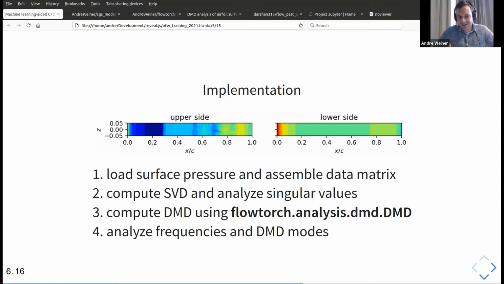The next step is to compute the singular value decomposition and look at the singular values. This tells us where we have to truncate when computing the linear operator. FlowTorch comes with a small and simple class to compute the DMD for you. It also provides access to frequencies and amplitudes, the DMD modes, and so on to analyze them.